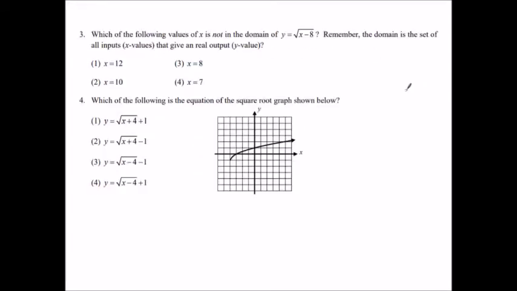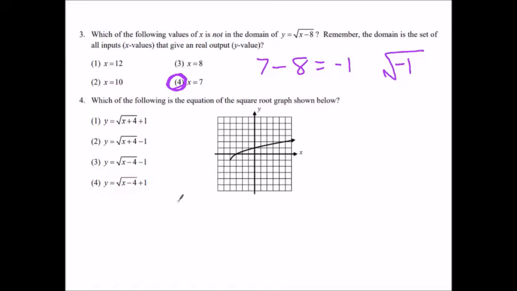Number 3, which of the following values of x is not in the domain of y equals the square root of x minus 8? Remember, the domain is the set of all inputs that give a real output. The one that wouldn't work here is number 4, because if you do 7 minus 8, you get negative 1, and the square root of negative 1 is not real, it's an imaginary number. You'll learn about it in algebra 2. But in any case, the answer would be 4.